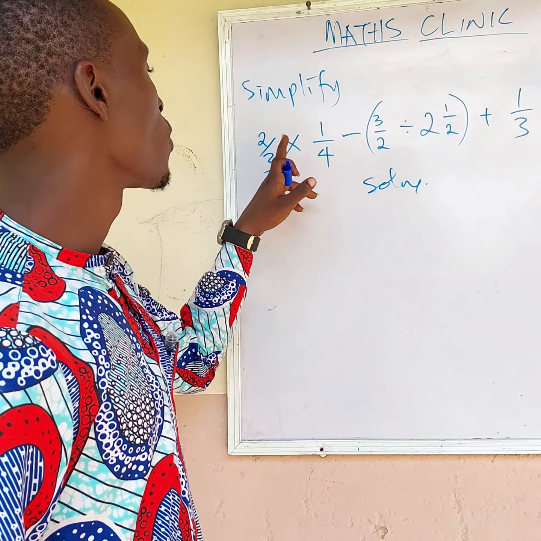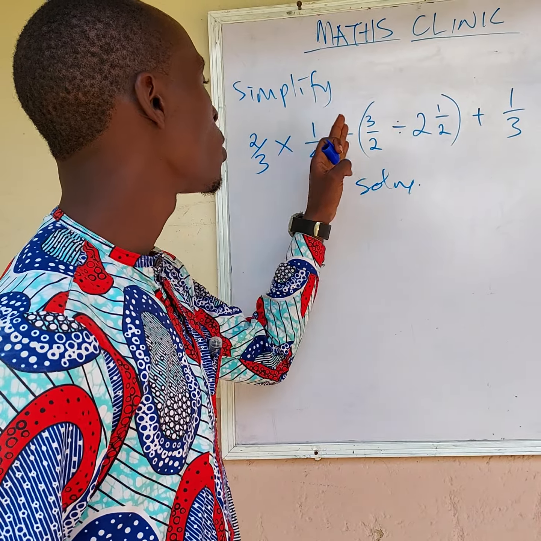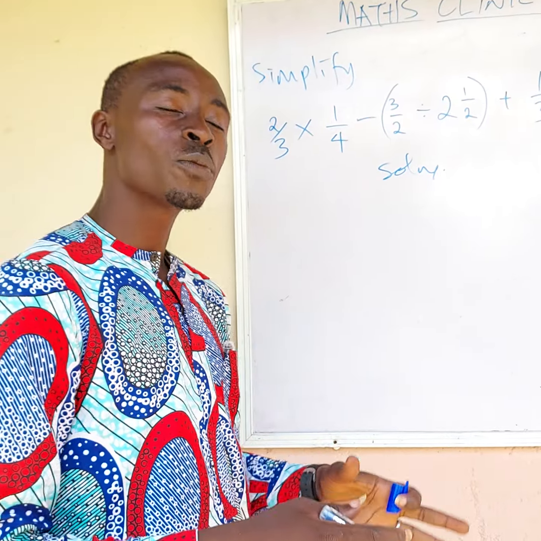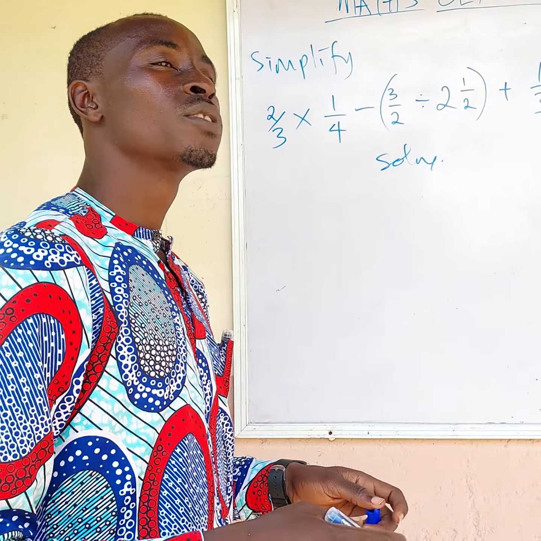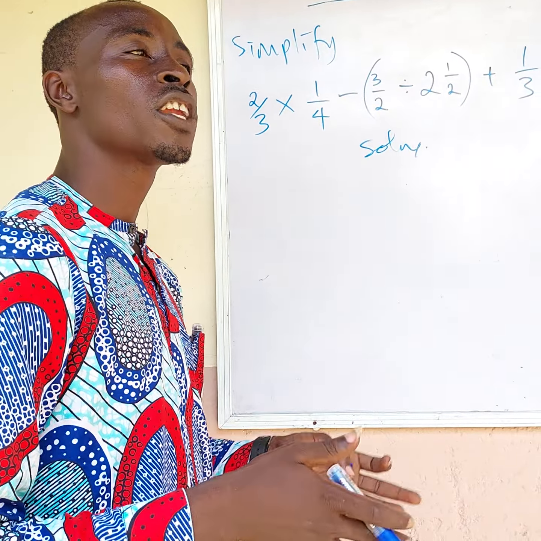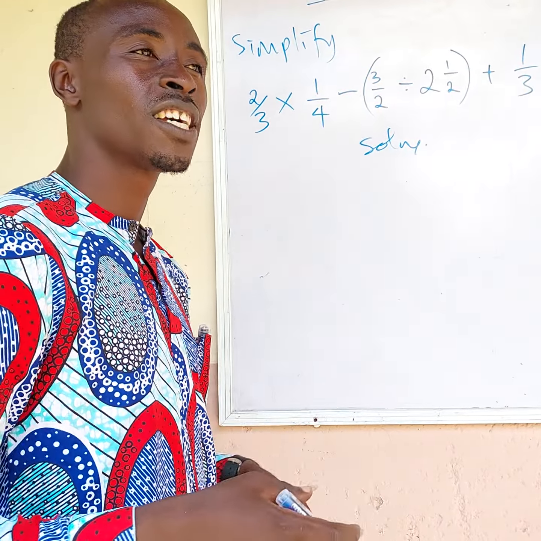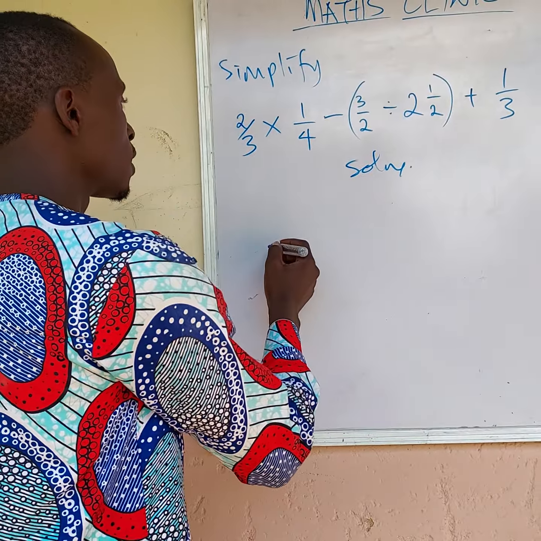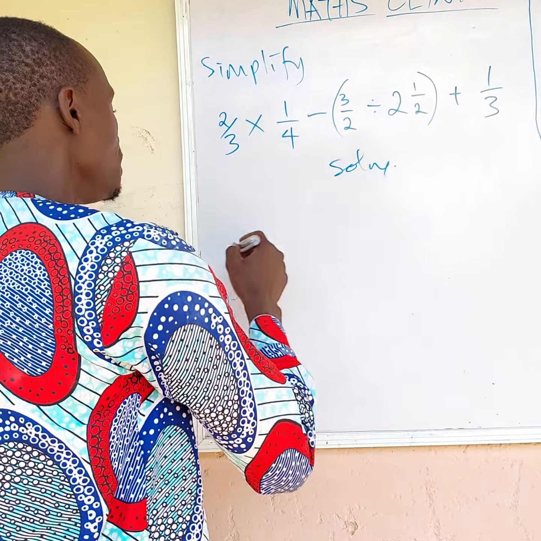We have a problem here to solve. And if you discover, here you have multiplication, subtraction, division, and addition, everything. So you use the knowledge of BODMAS in order to solve this. You start with bracket, orders, division, multiplication, addition, and then subtraction. That's the full meaning of BODMAS. So let's solve this. We'll start with the bracket.